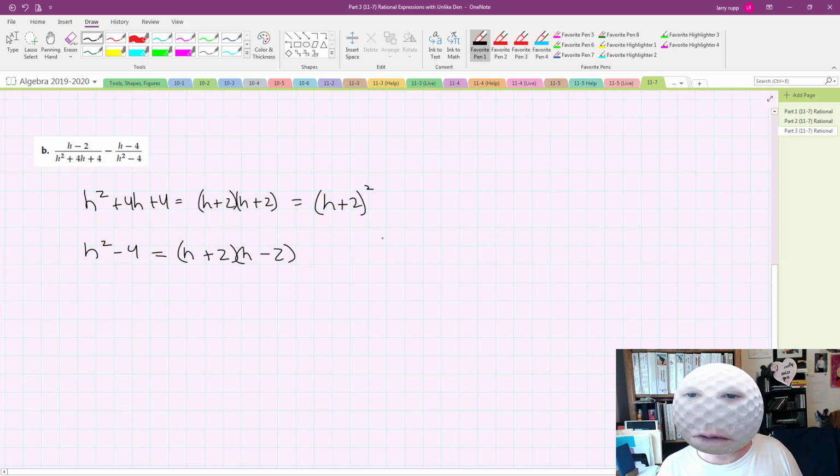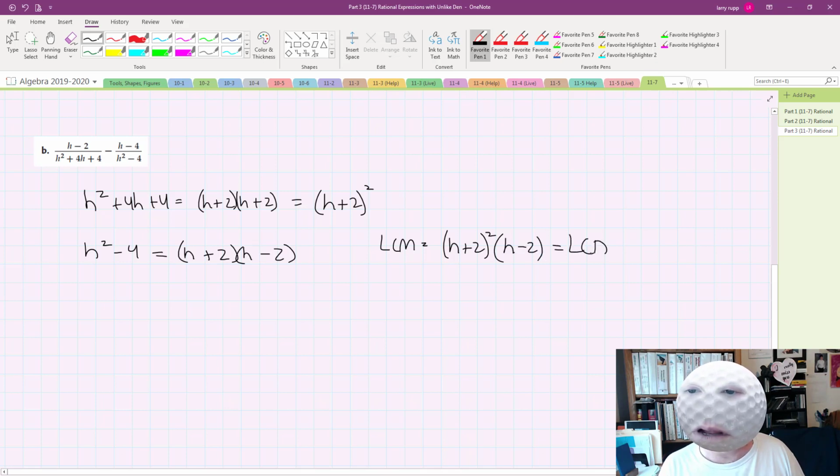Okay, so our LCM then. We take each factor as many times as it's used. So h plus 2 is used twice. In other words, this factor is squared, and then we have an h minus 2. So that happens to be our LCD.